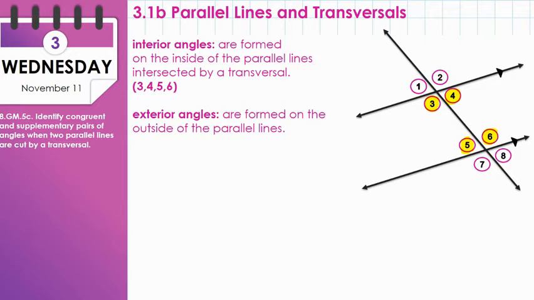Next, we have exterior angles. Exterior angles are formed on the outside of the parallel lines. Angles 1, 2, 7, and 8. These are the exterior angles.